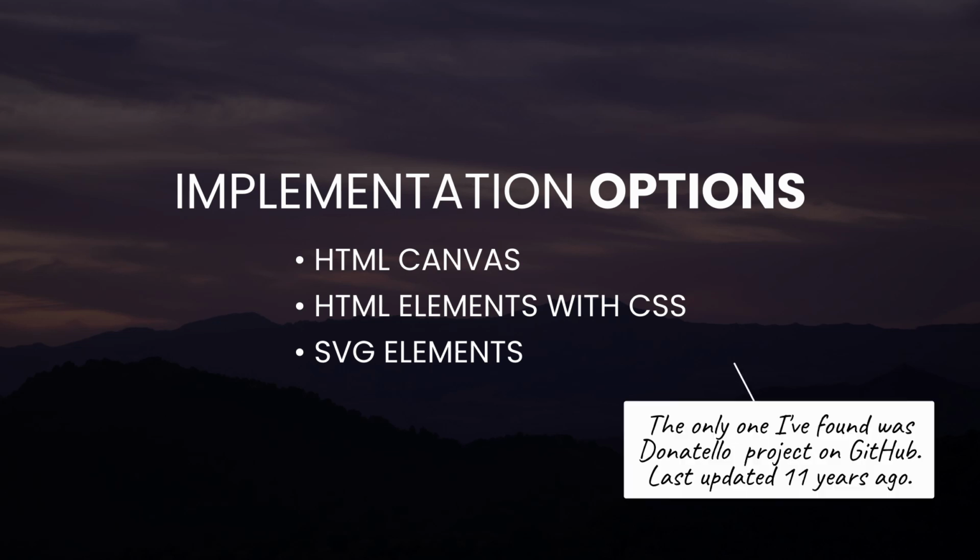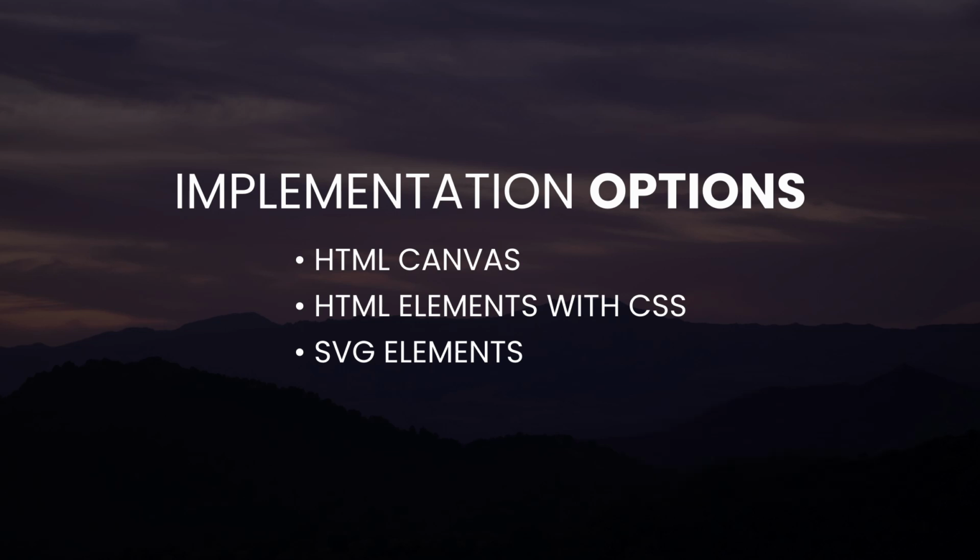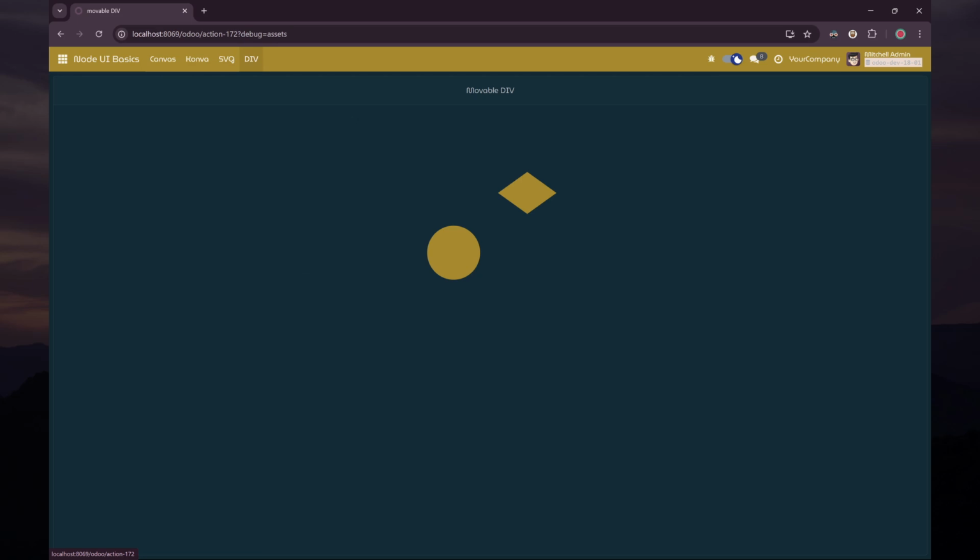However, when it comes to creating lines using pure HTML elements and CSS, I was unable to find any recent references or examples. In contrast, both HTML canvas and SVG elements have plenty of resources available for creating lines and other graphical elements. For drag-and-drop interactions, all three technologies, HTML canvas, HTML elements with CSS, and SVG elements, can be used effectively. Let's see how we can use these technologies in practice.